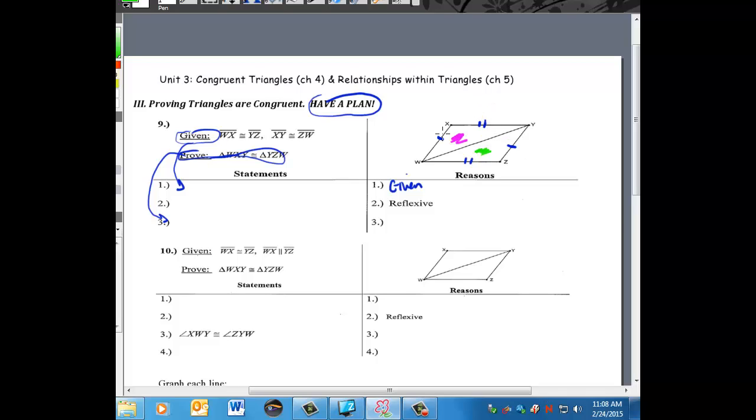So we have side, side, and side, side. Hopefully you can see that this segment, or this side, is being shared by both triangles. And if it's being shared by both triangles, it's going to be equal to itself. So that's where the reflexive property comes into play. We can say that WY is congruent to WY. Therefore, we now can say that these two triangles are congruent. Why are these two triangles congruent? Side, side, side.